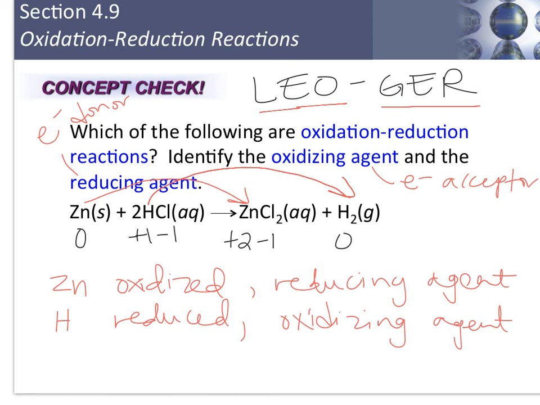The zinc is functioning as the reducing agent because it has donated electrons. It went from an oxidation state of 0 to +2. Now, it's not the hydrogen that's the oxidizing agent. Remember, it's the whole compound. So HCl is the oxidizing agent. It is accepting electrons. Hydrogen goes from +1 to 0.